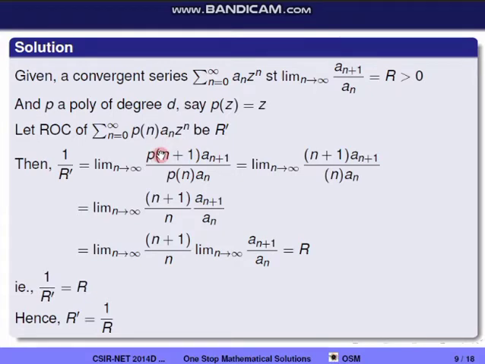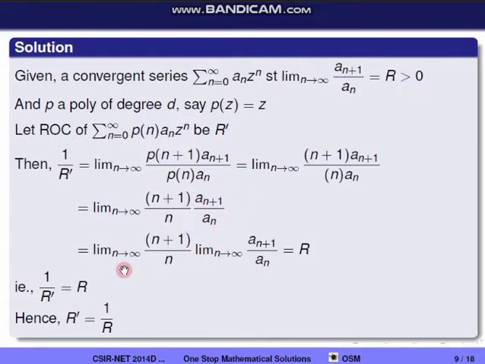So p of n plus 1 into a n plus 1 divided by a n, that is p of n into a n. So I had taken p of z is equal to z. So p of n plus 1 will be n plus 1 and p of n will be n. So this is equal to limit n tends to infinity (n plus 1) a n plus 1 divided by n a n. So I am rearranging this so that this is equal to limit n tends to infinity (n plus 1) by n into a n plus 1 by a n.